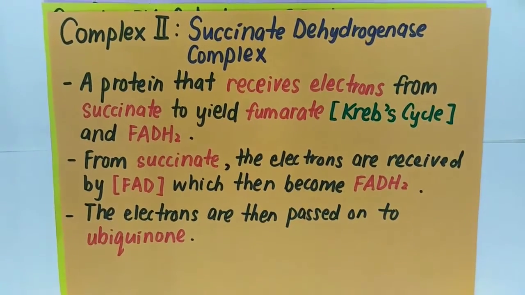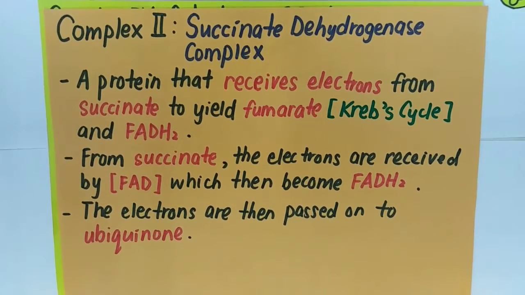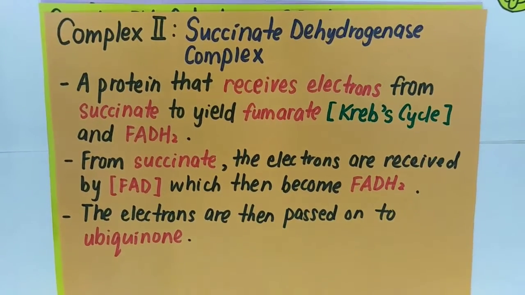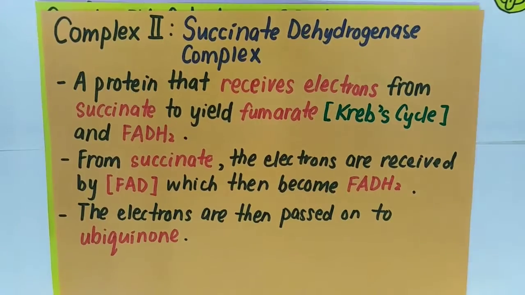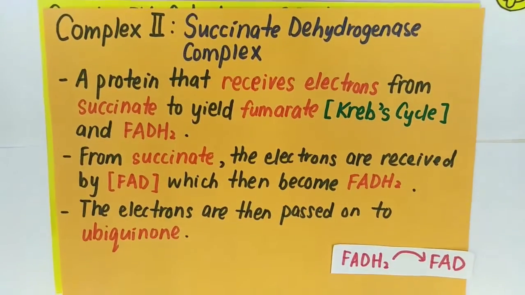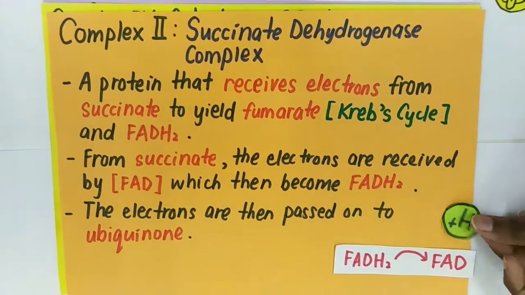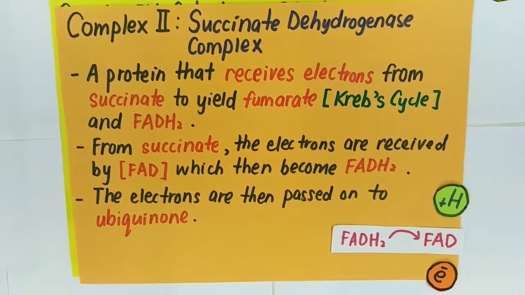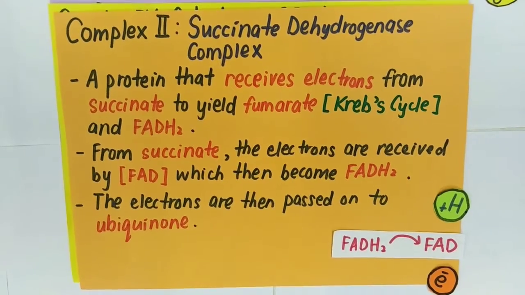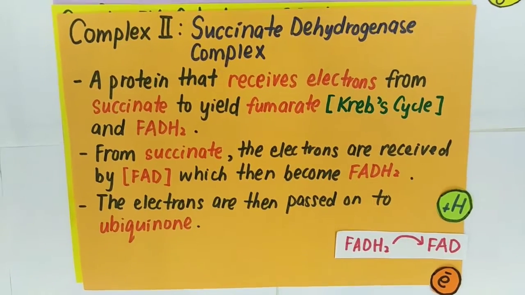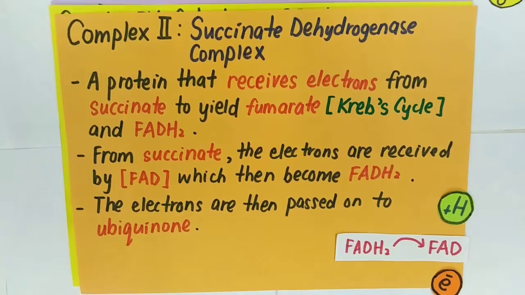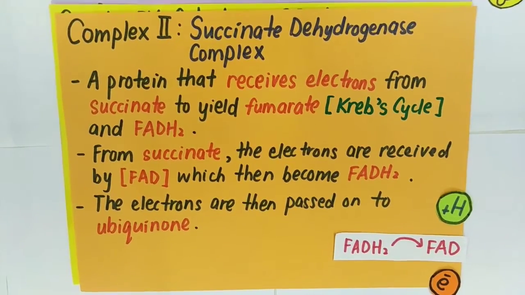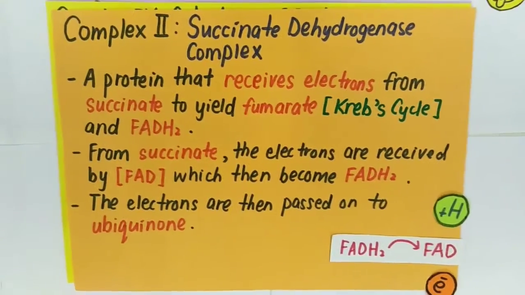Secondly, complex 2, succinate dehydrogenase complex. It is a protein that receives electrons from succinate to yield fumarate from the Krebs cycle and FADH2. From succinate, the electrons are received by FAD, which then becomes FADH2. The electrons are then passed on to ubiquinone.